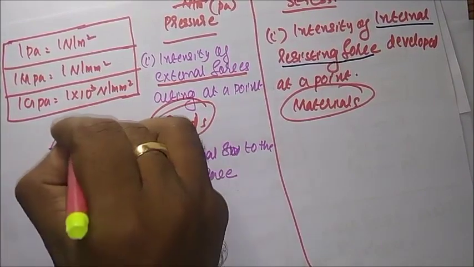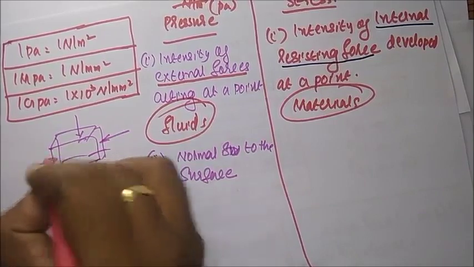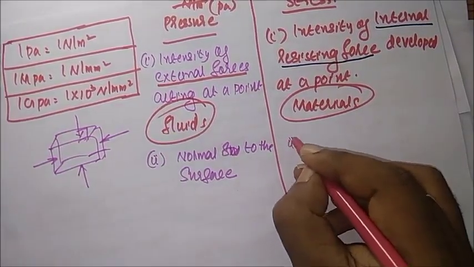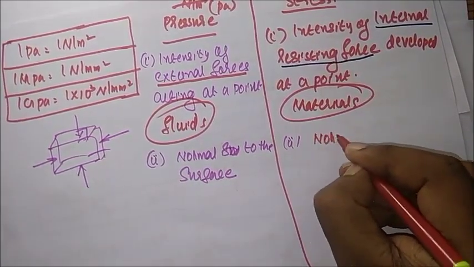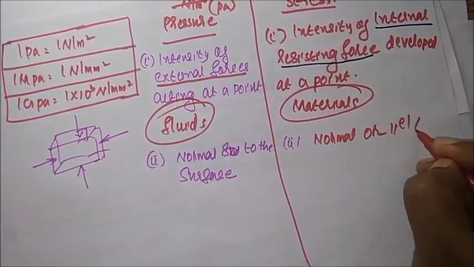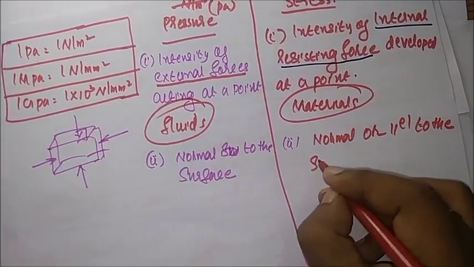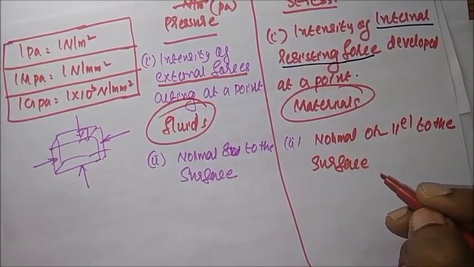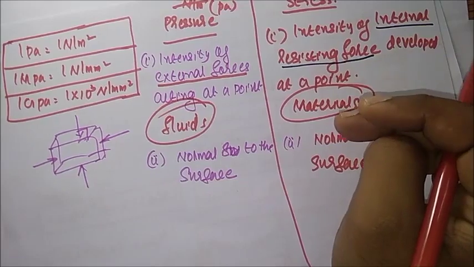Consider a body. Pressure is acting always normal to the surface. That is the external force acting on the member. But stress may be either normal or parallel to the surface, that is the shear stress. I will explain the concept of shear stress in detail later on. You just have to know the difference between pressure and stress.